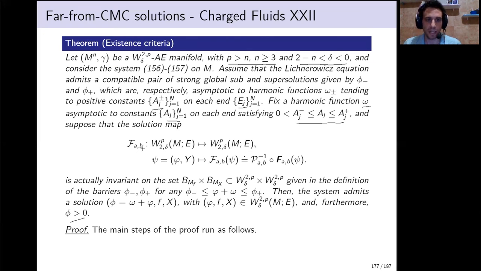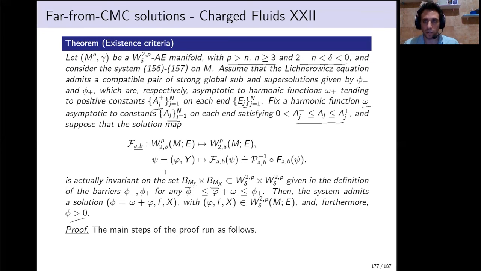One thing that is important to highlight here is that this invariance property actually doesn't depend on the choice of our shifts. This can be seen clearly because we have only introduced shifts in the Lichnerowicz equation, and we are asking that the solution map is invariant on these balls. These are balls in the function spaces for the electric potential and the vector field X, where we don't have any shifts. So we will see, when we produce barriers, that this actually doesn't depend on a choice of A and B.